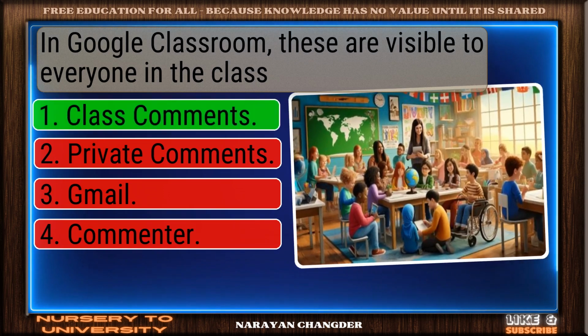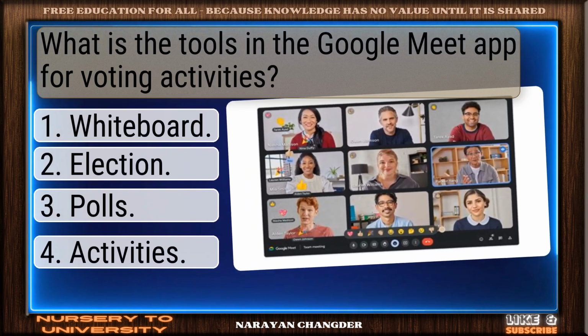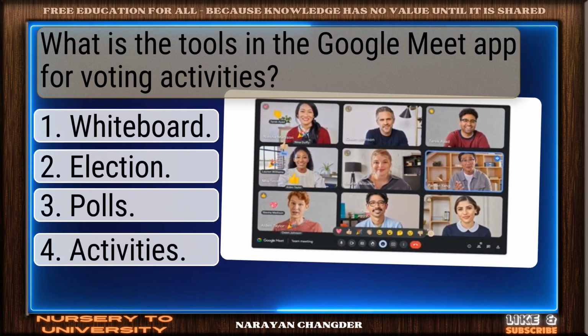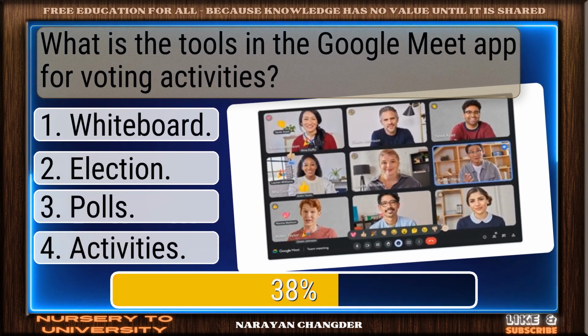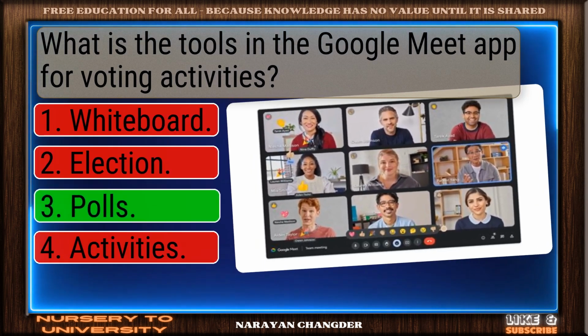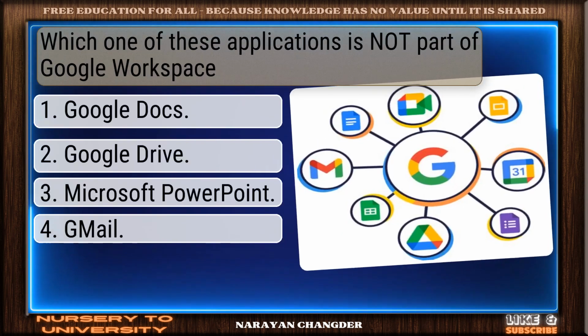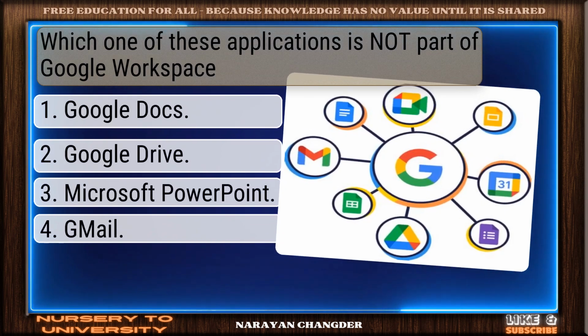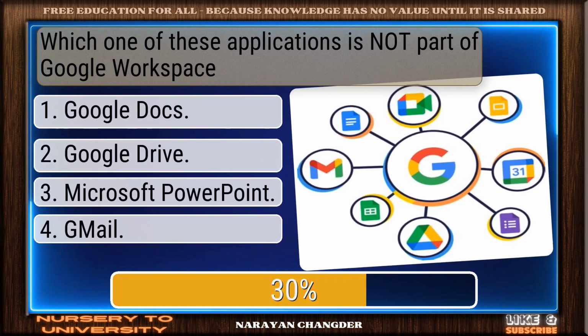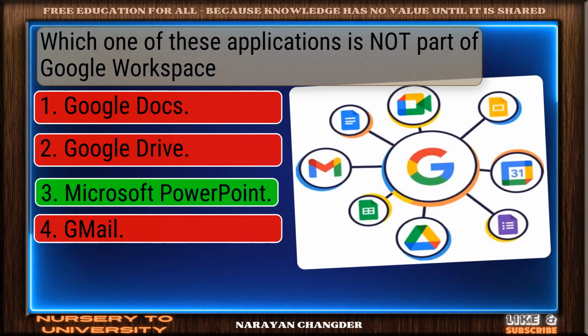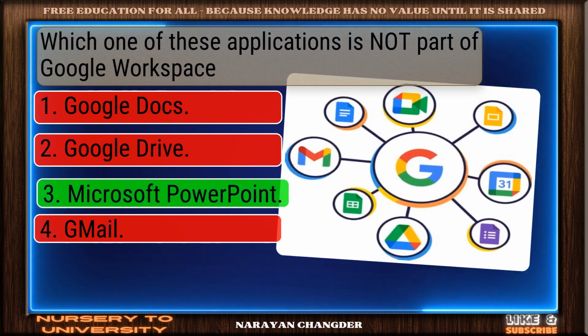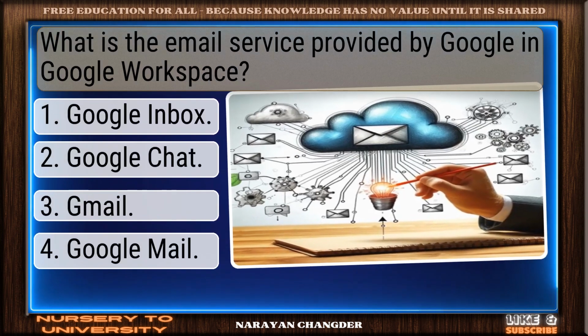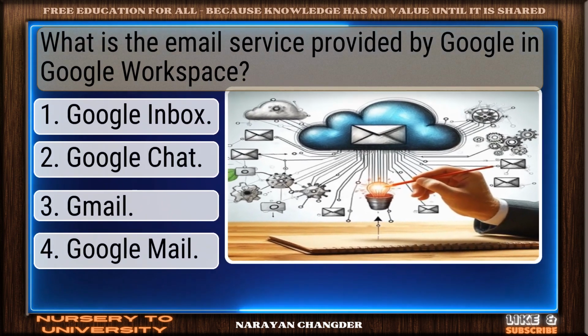Logical choice, class comments. What is the tool in the Google Meet app for voting activities? Valid point, polls. Which one of these applications is not part of Google Workspace? Perfect choice, Microsoft PowerPoint. What is the email service provided by Google in Google Workspace?